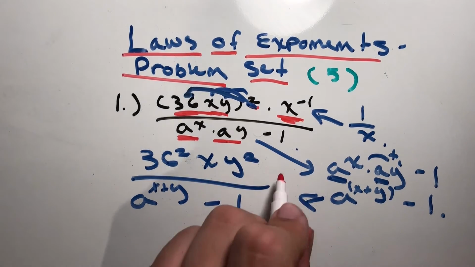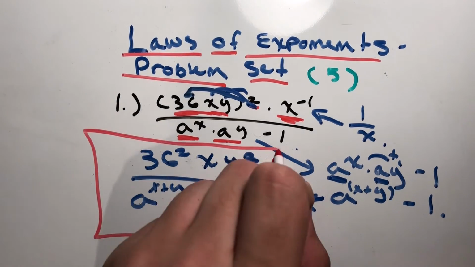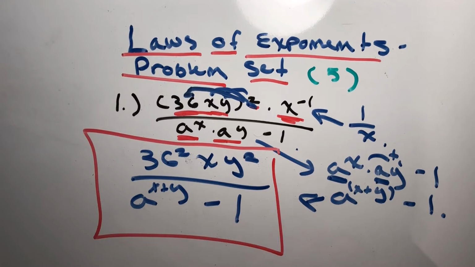And so our final answer would be this. 36 squared times xy squared, right? Divided by the whole thing, a to the x plus y minus 1, right? And that would be our solution for problem 1 in the review problem set, right?